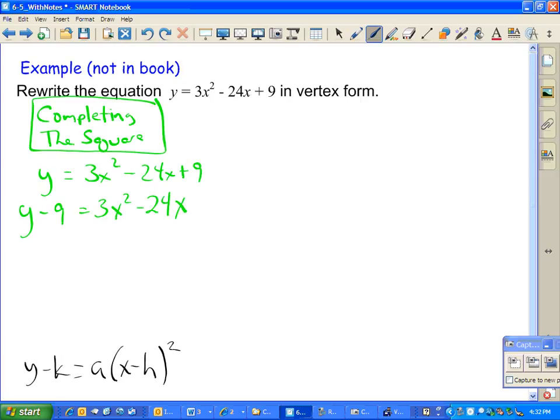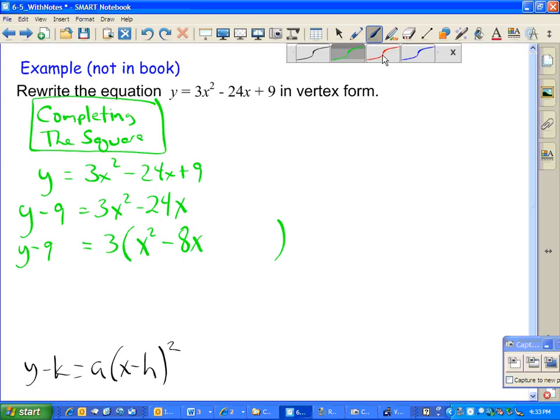The trick now is I have 3x squared, and I really would prefer not to have 3x squared. That's hard to complete the square. Y minus 9, I'm going to factor out that 3. That is incorrect. 3 times the quantity x squared minus 8x, because you factored the 3 out of there. 3 times the quantity x squared minus 8x, and now the question becomes what to add here to make a perfect square.